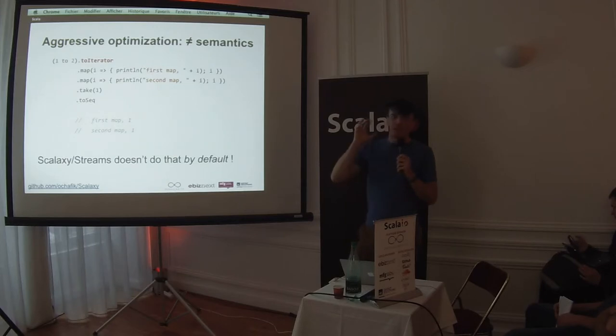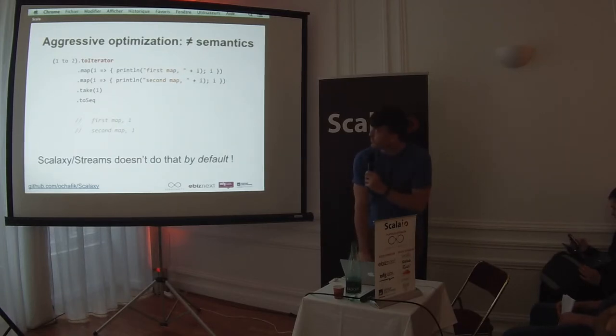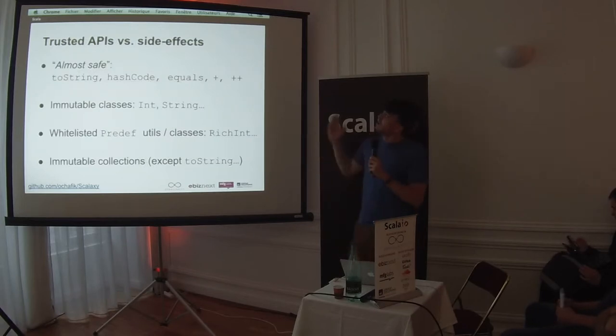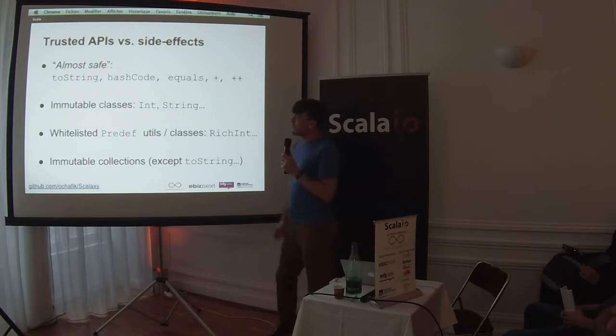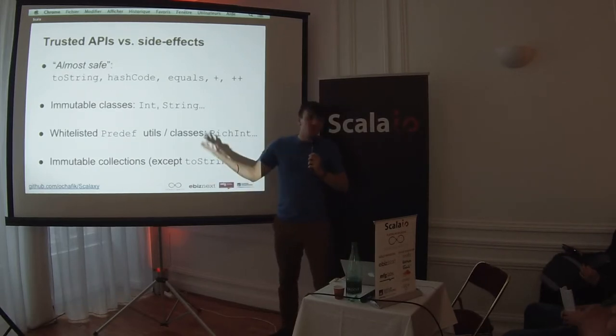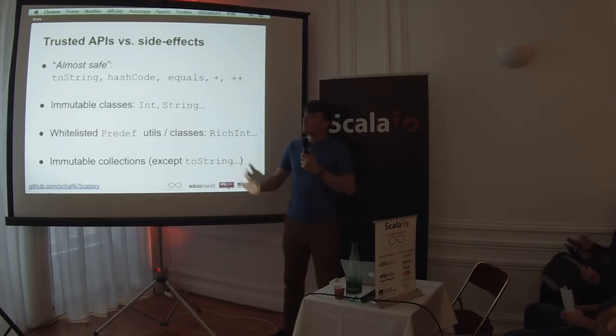So it does side effect analysis. It tries to see what is good, what is not good, what can be combined together, and it just optimizes what it can. To do that, there's a set of trusted APIs, and there's levels of trust. In the category of almost safe or almost pure APIs, you have toString, hashCode, equals, plus plus, which in general have a loose contract that they should not have side effects. But it's a loose contract, it's not absolutely safe.